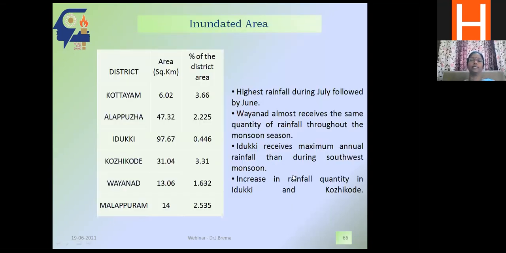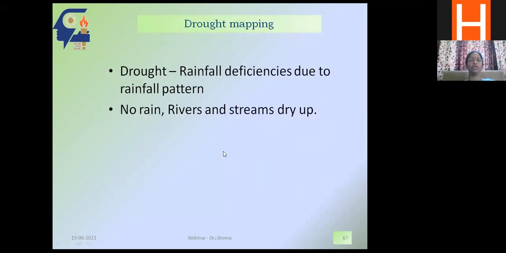Okay, this is again how much area was inundated. What is the percentage of area inundated? So when I say Kerala, Kerala has got good disaster management, because of the frequency at which they are facing floods. Now they have got good experience and they have identified region wise what is happening. Okay, and next, I think I'm almost coming to the end of my presentation. I'm going to drought mapping.